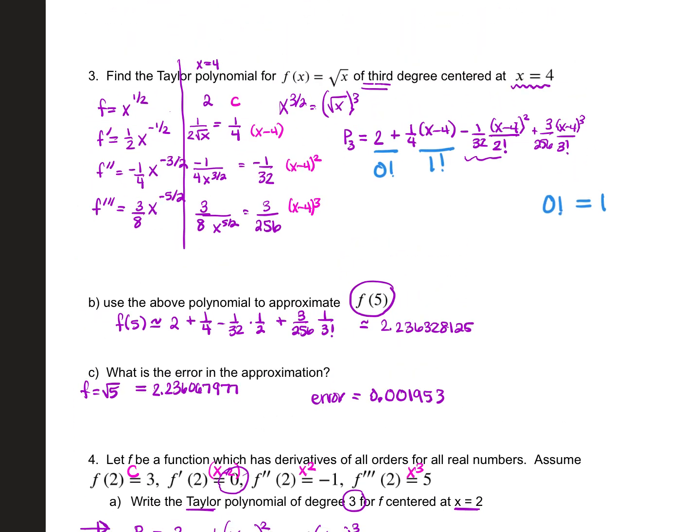So we used this above Taylor polynomial to approximate f of 5. So all we're going to do is plug 5 into everywhere there's an x. So we'll have 2 plus 1/4, then you have 5 minus 4, minus 1 over 32, 5 minus 4 squared over 2 factorial. So when we do that, we get this as our approximation.